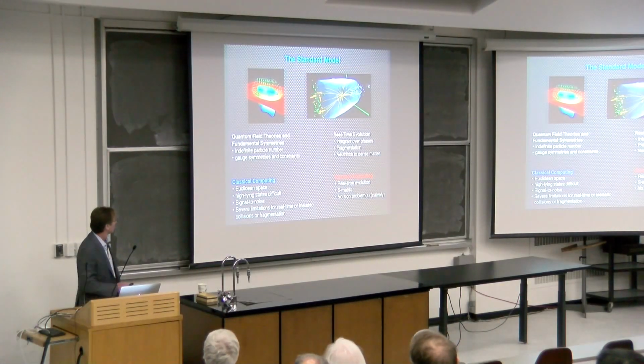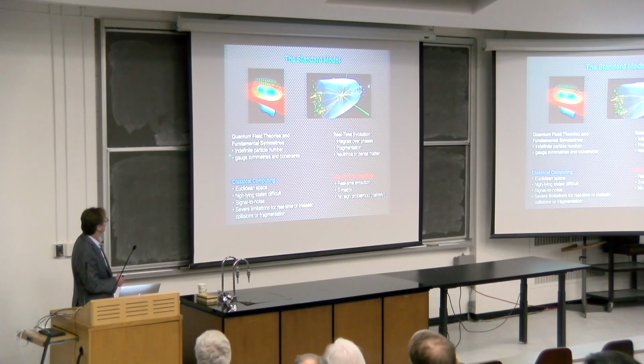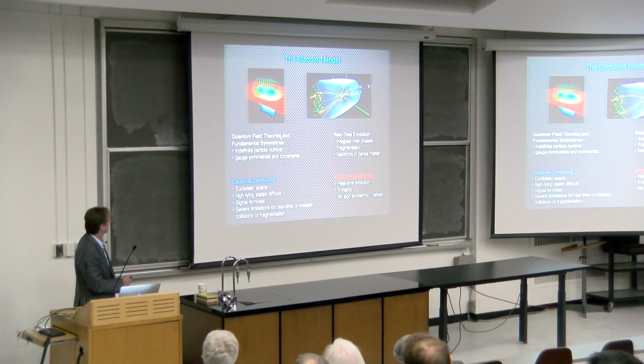In the Standard Model, quantum field theories and fundamental symmetries and definite particle number, these theories contain symmetries and gauge symmetries and constraints. For classical computing, these are relatively simple to implement. In quantum computing, there's a lot of work that has to be done to understand how to actually do that. In real-time evolution, there are integrals over phases, there's fragmentation.